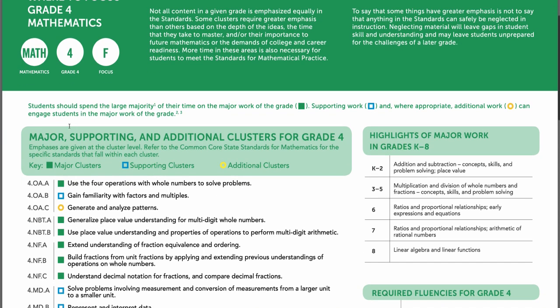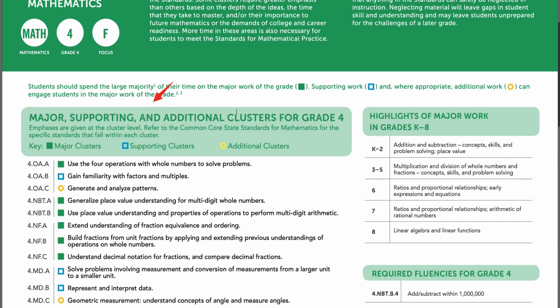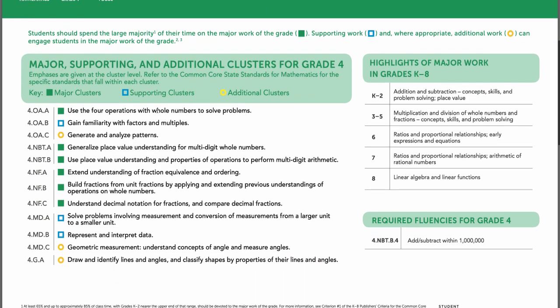You can see here it's showing me my major, supporting, and additional clusters for grade 4. I'm going to be looking at my major clusters because those, as you can see here, are the clusters that the student should spend the large majority of their time on, the major work of that grade. So as I scroll down, I can read them and identify them. Here I see there's 1, 2, 3, 4, 5, 6 of them, and that's their overview.